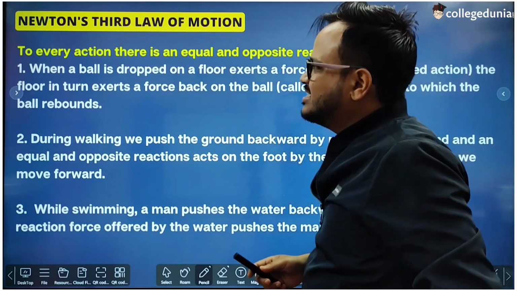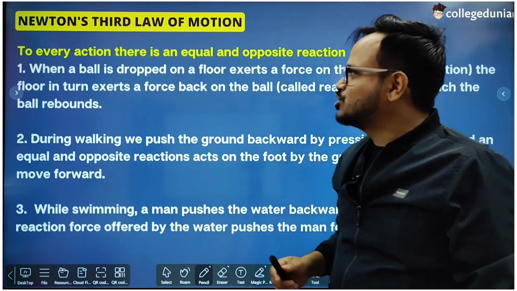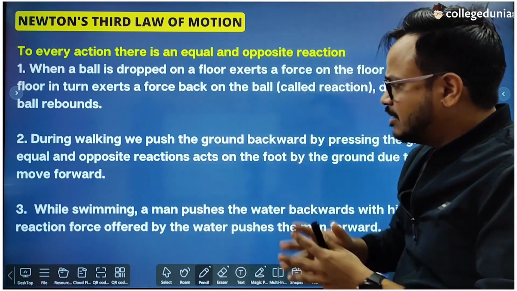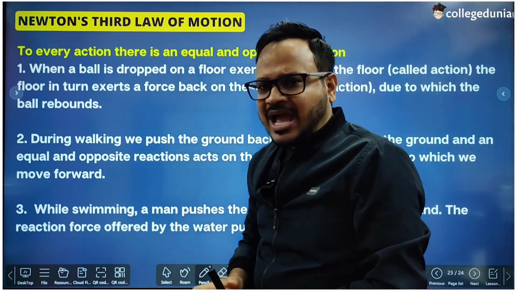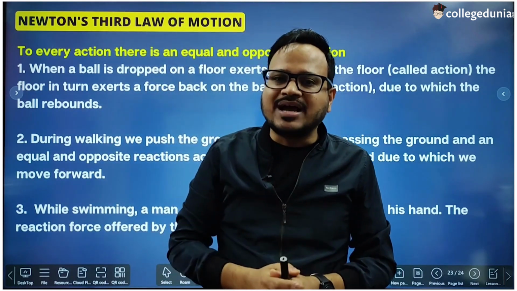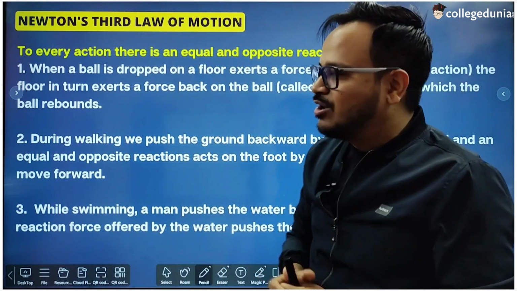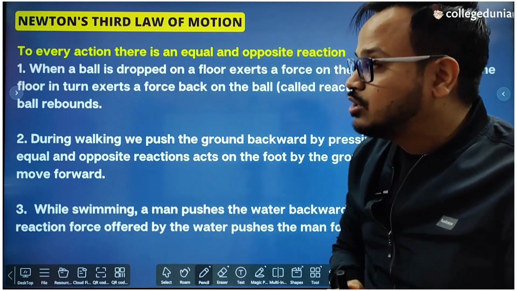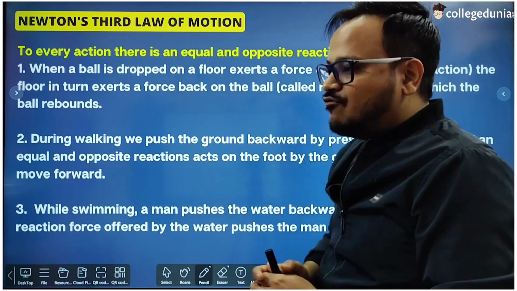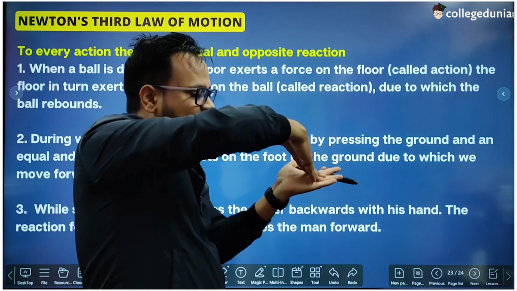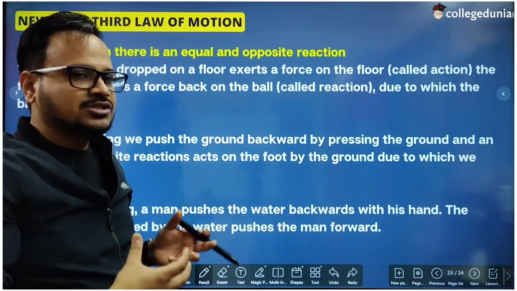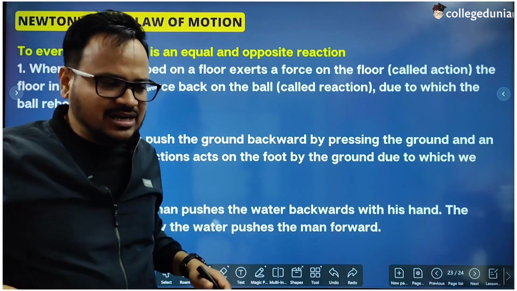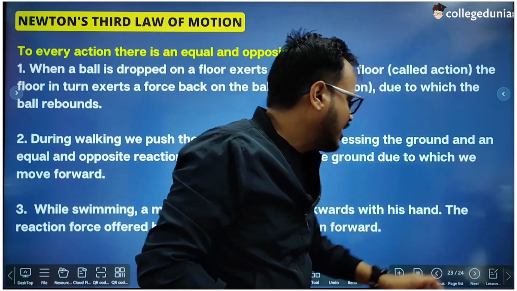Okay, the most easy part of this chapter is Newton's third law of motion, because everyone is familiar with this. To every action there is an equal and opposite reaction. For example, when a ball is dropped on the floor, why does the ball bounce back? Because the floor applies an equal and opposite force onto the ball. Ball applies some force on the floor, and the floor applies the same force on the ball. During our walking, when we push the ground at a certain angle in the backward direction, then the ground pushes us forward, and while swimming we push the water in the backward direction, and the water applies same force on us in the forward direction.